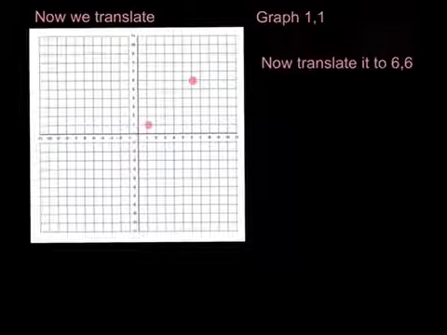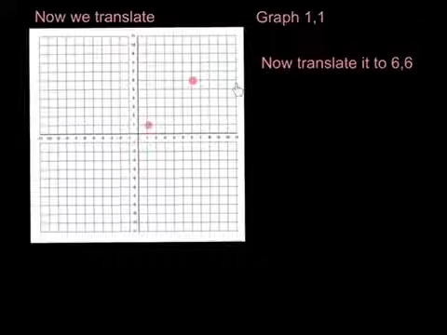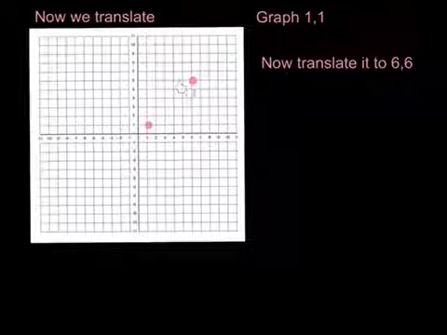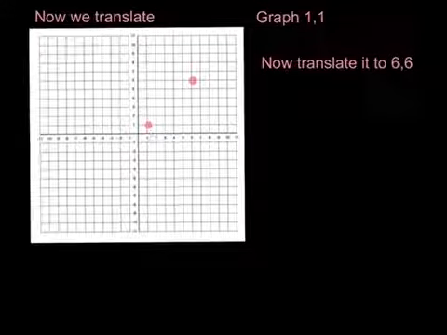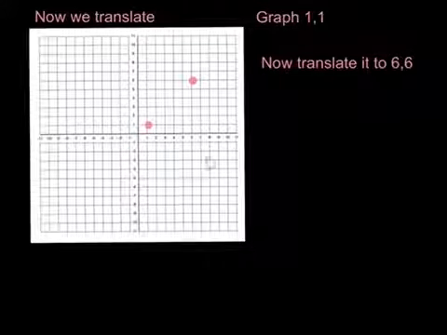Now we're gonna translate. So translation is you graph it where you need to graph it, and then you move it over into what it wants you to. So you pretty much just graph another number, is what I'm trying to say.